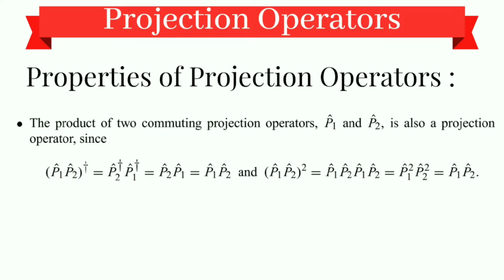And the second condition, that is taking its square, (P1 P2) whole square, will give us P1 P2 P1 P2, which is equal to P1 square P2 square. And we know that we write P equals P square. So here comes P1 P2 simply. So the product of two commuting projection operators P1 and P2 is also a projection operator.